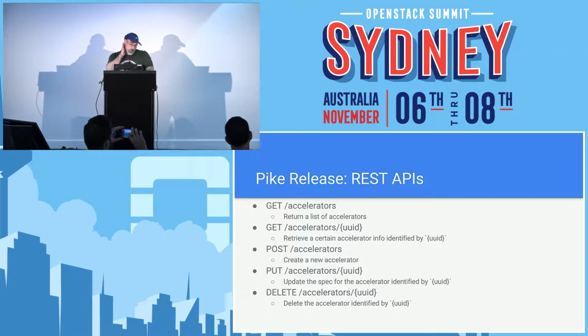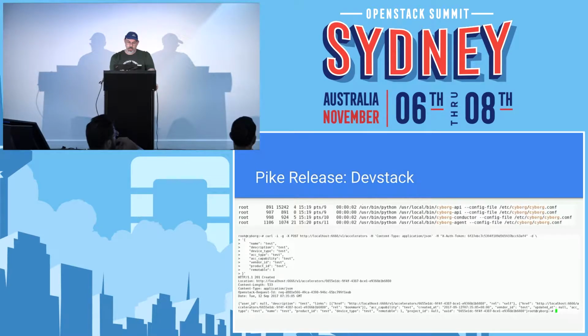And these are the REST APIs that work. So there's two gets, a post, a put, and a delete. If you know anything about drivers or Ironic, this will look very familiar to you. But basically, this basic CLI already works, the REST API. And this is an example of the Devstack plugin working, which is kind of cool that they got that up and running.